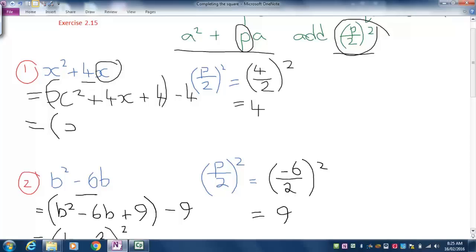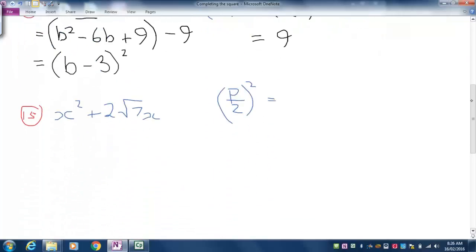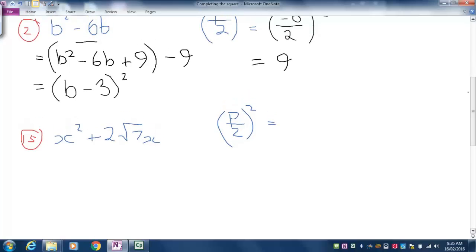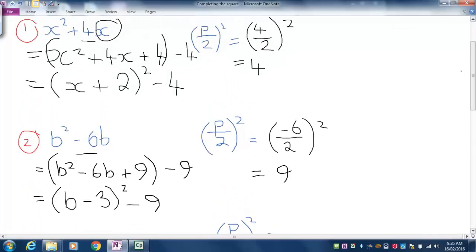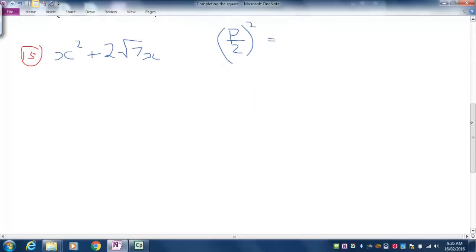So I get x plus 2 all squared, and then I have to take away the 4 still on the outside. So you'll see that's the answer in the back. And in question 2, I forgot to subtract that 9. Okay, so now they're fixed up. Let's just have a quick look at question 1 and 2 together again. Okay, number 15.